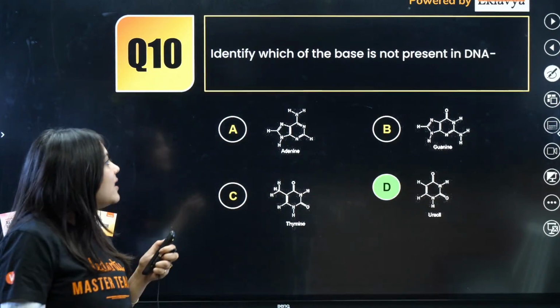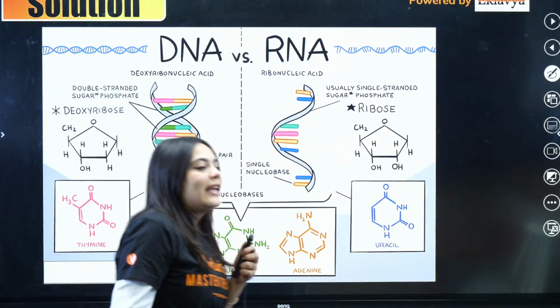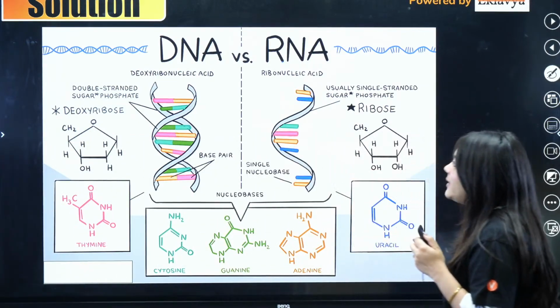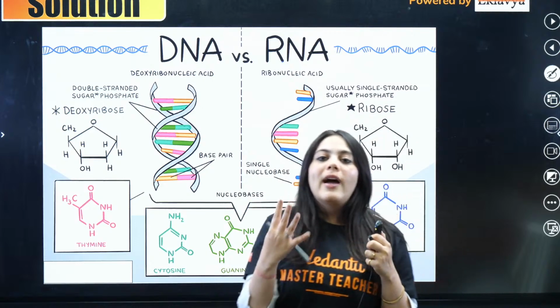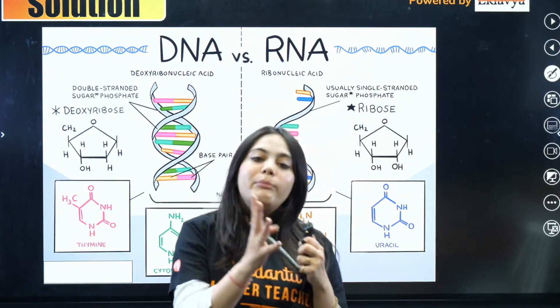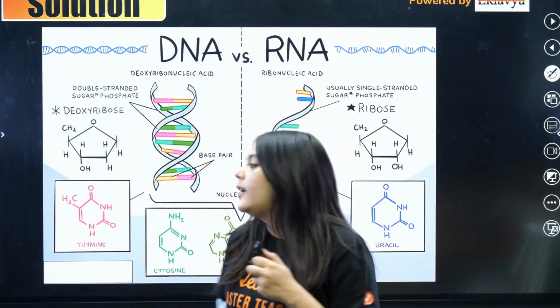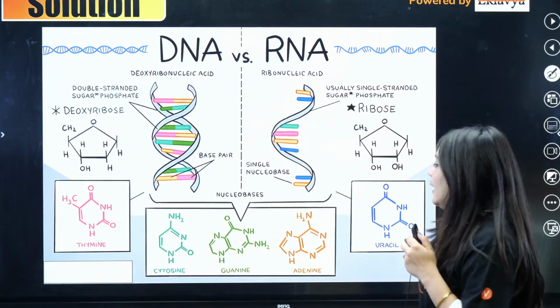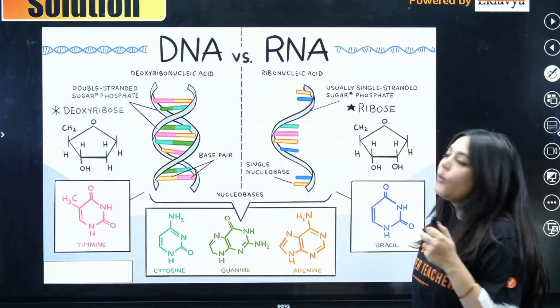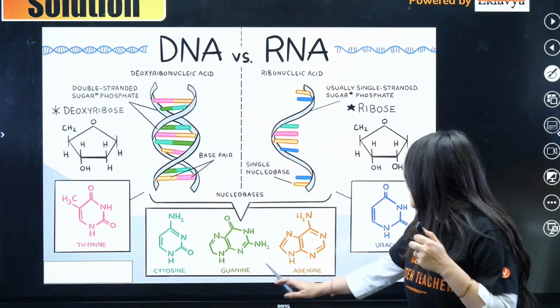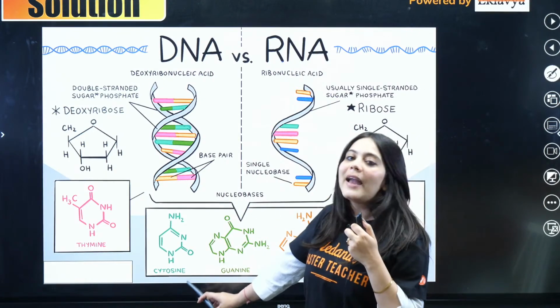So let us once again look at the structure of DNA and RNA. DNA and RNA are made up of 4 kinds of bases. The 2 types are purines and pyrimidines. So what is happening? The purines are same in both DNA and RNA, which is guanine and adenine, and even one cytosine.